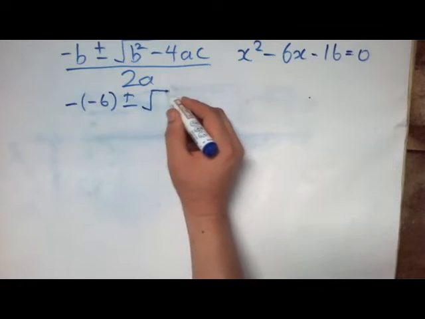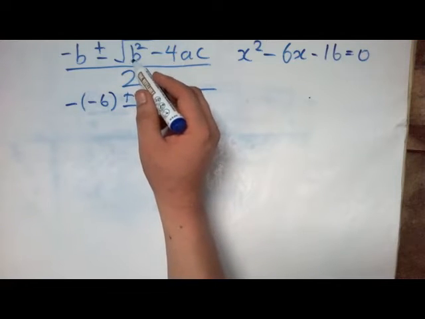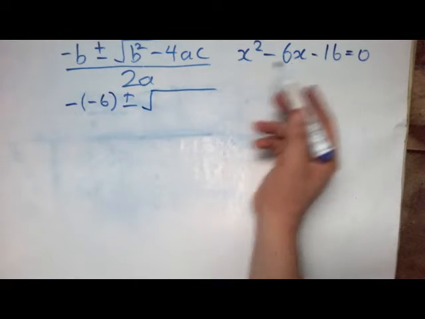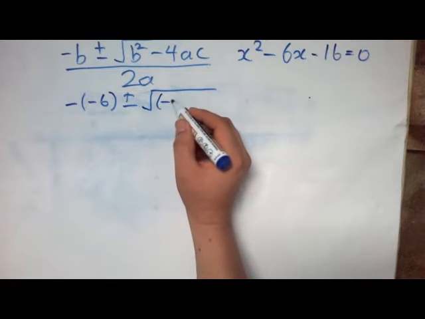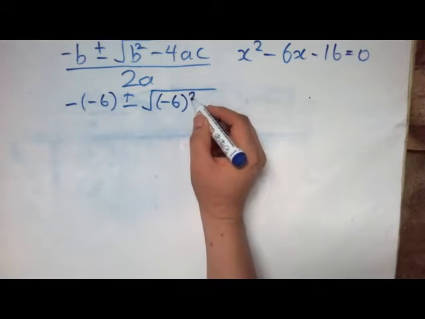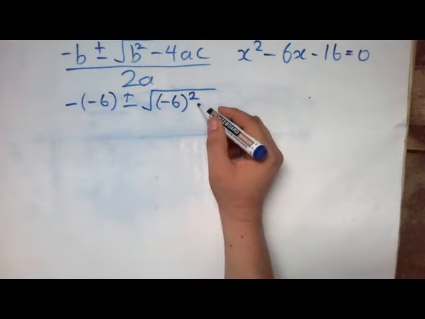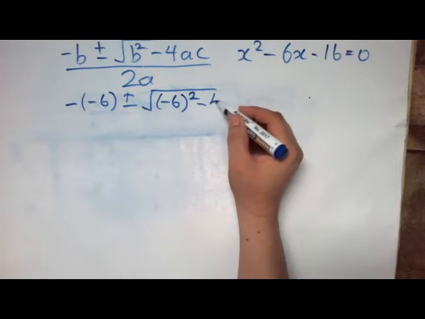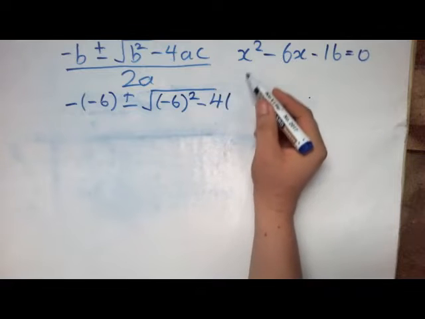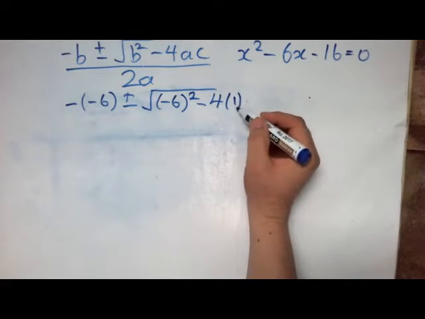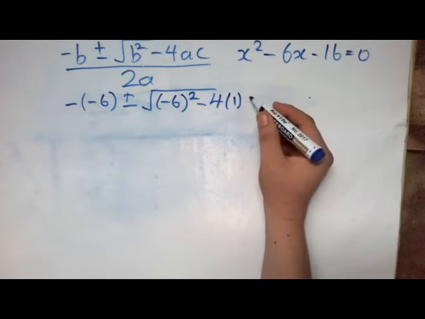Then we open the square root. Inside the square root we have b squared, that is minus 6 squared. So I open my brackets and put my minus 6 inside, minus 6 squared. I go to my formula. The next thing is minus. I write my minus. I have my 4 constant. A, like we said earlier, is 1. And c is minus 16.